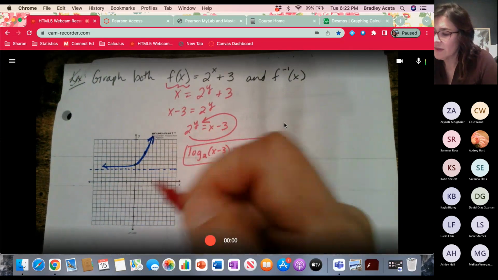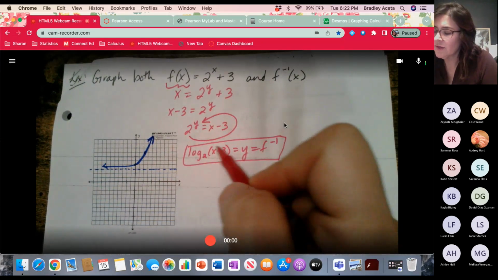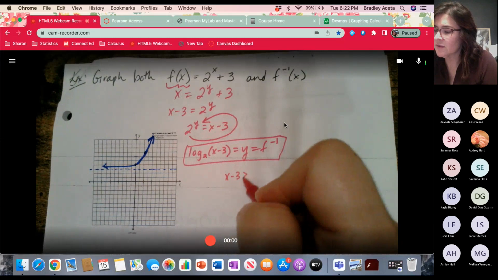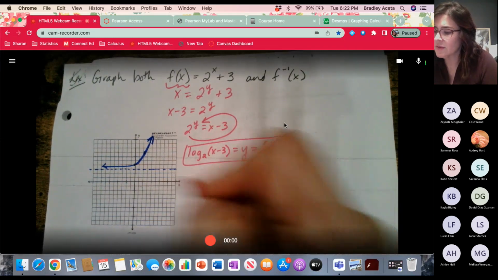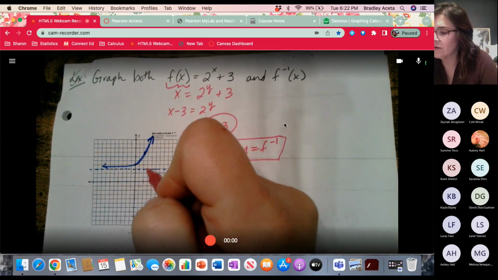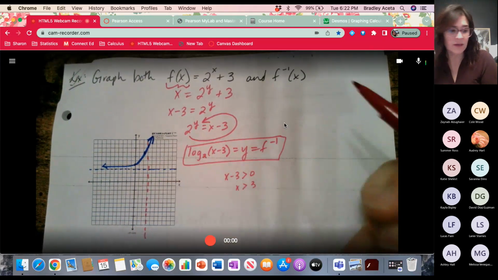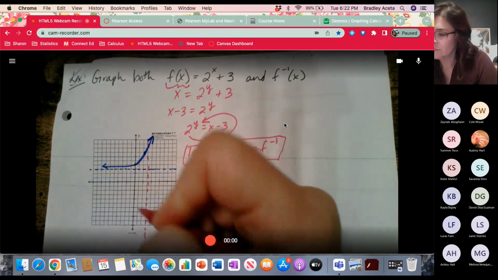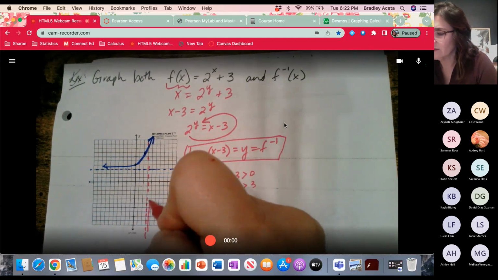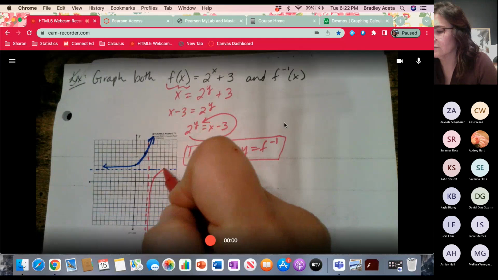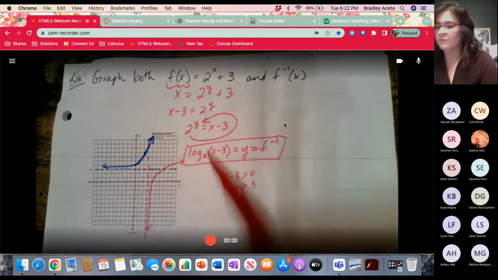And then this one has now, again, think about x minus 3 has to be greater than 0. So x has to be greater than 3. So you are now right here. You've shifted that way. And it looks like that.